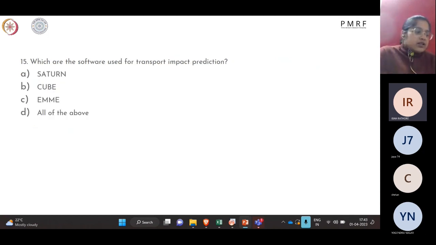And then this is a fairly simple question. Which are the softwares used for transport impact prediction? We have Saturn, Cube, EMEE, all of the above. We discussed all of these softwares in the transport impact prediction. So all of these softwares are related to transport impact prediction. So D was the correct answer.